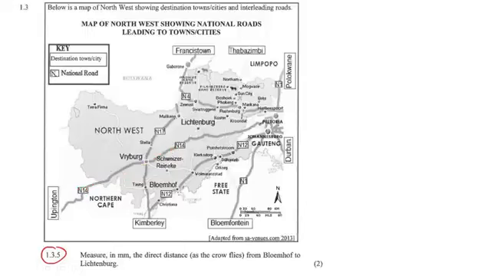So, measure in millimeters the distance as the crow flies from Bloemhof. So where's Bloemhof? I see it there, but we've got to know which one it is. Is it this little dot? Yeah, it'll be this dot over here. So that's Bloemhof. And then we're going to Lichtenburg. Okay, so Lichtenburg is over here.